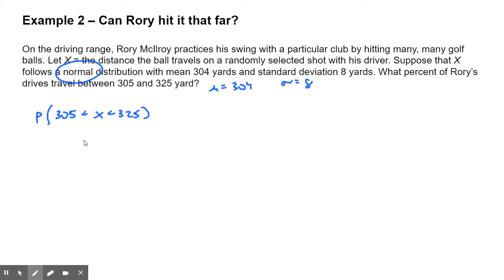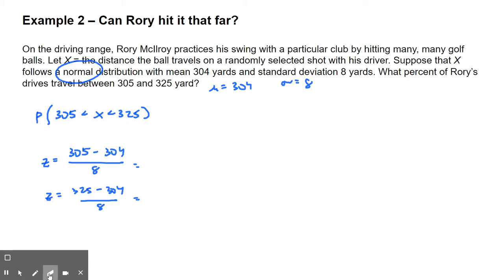So now I have two boundary values I have to worry about. So the first thing I'm going to do is I'm going to standardize each of them. I'm going to find the z-score associated with each of those values. So z equals 305 minus 304 divided by 8, and z equals 325 minus 304 divided by 8. And I will take a picture, and we'll go ahead and do that on our Desmos graphing calculator.